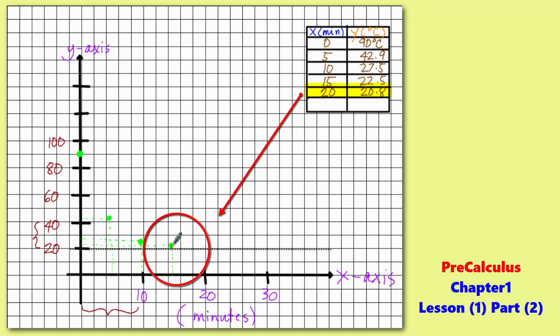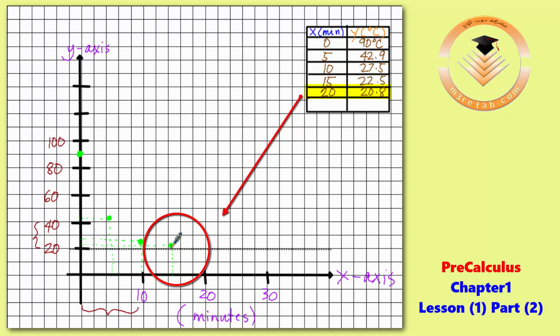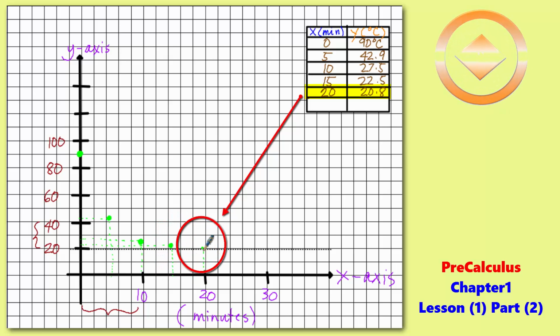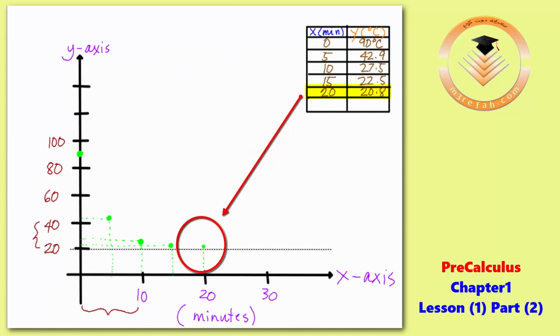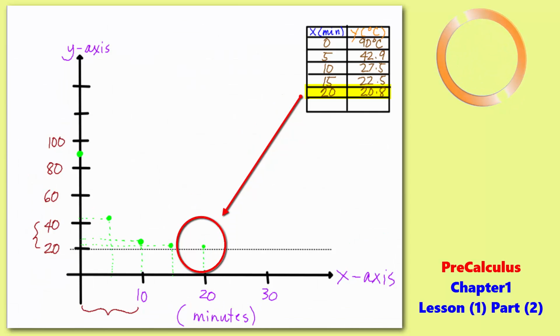And for 20 minutes, which would be our limit for this part, we are going to get a value of 20.8 degrees Celsius. So 20.8 degrees Celsius would be somewhere above the broken line. Okay, it'd be here. Okay, now this is cleaner. We have this point here.